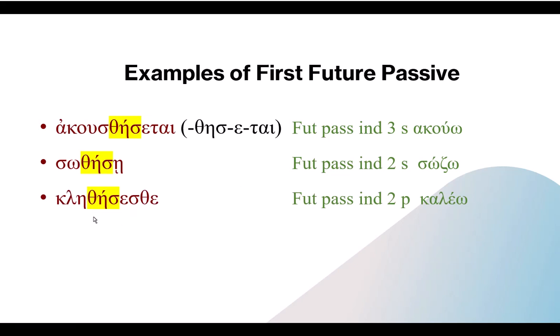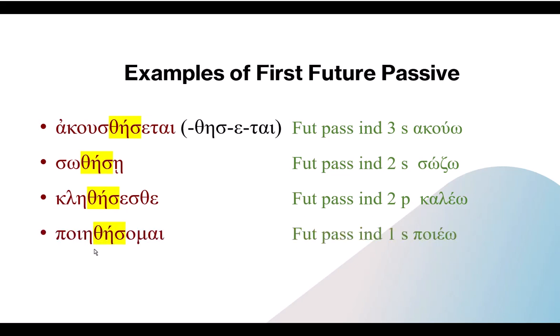Here is kleithesestha, kleithesestha. So this comes from kaleo. The aorist passive stem is clay. Remember we talked about using the aorist passive stem for the future passives. So we have clay, and then the tense formative, thais, and then the connecting vowel epsilon, and then stha, the ending. So kleithesestha. So this is a second plural, and it would be you all will be called from kaleo.